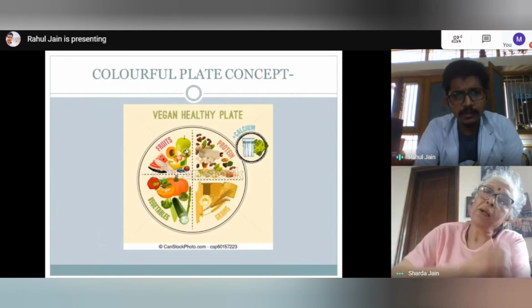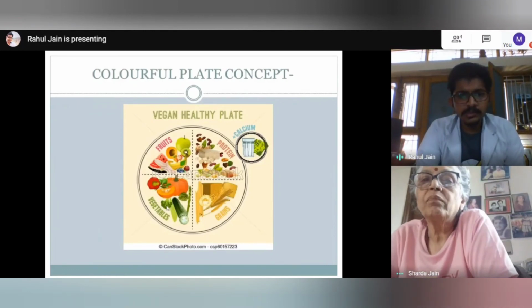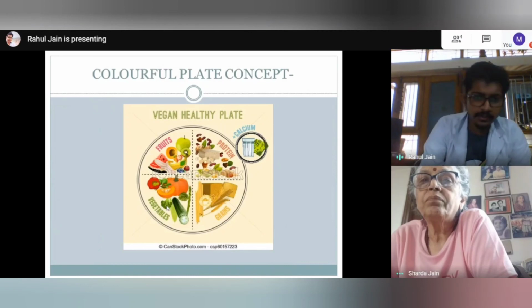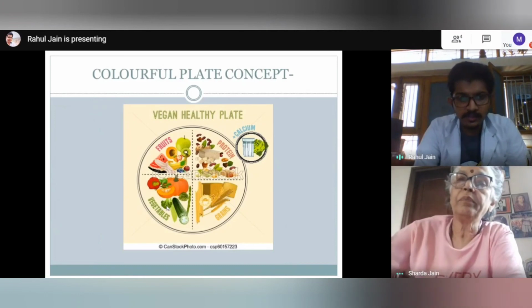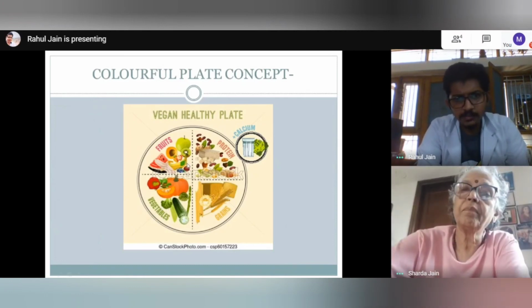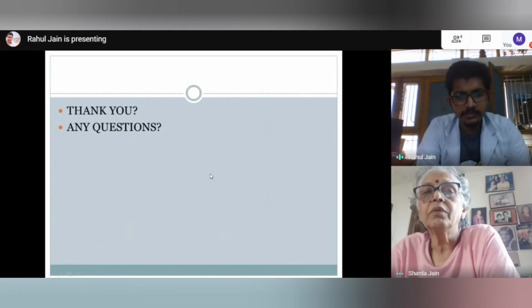Then one more new concept coming nowadays is the colorful plate concept. The concept is that each time we are eating, if we try to keep multiple colors in our plate, then that will be a better diet than a less colorful meal. So our plate can consist of some colorful fruit, maybe a glass of milk, then grains, different types of vegetables and protein items. So with this, I'll conclude today's session.